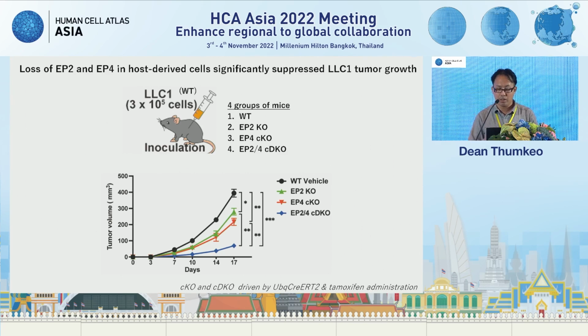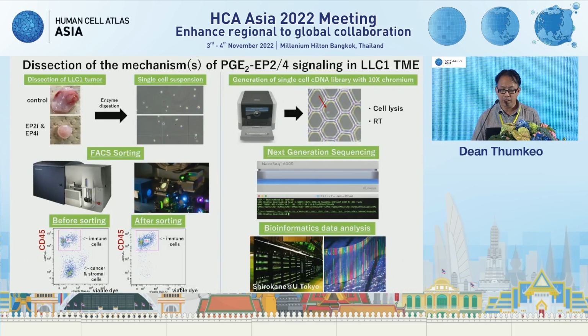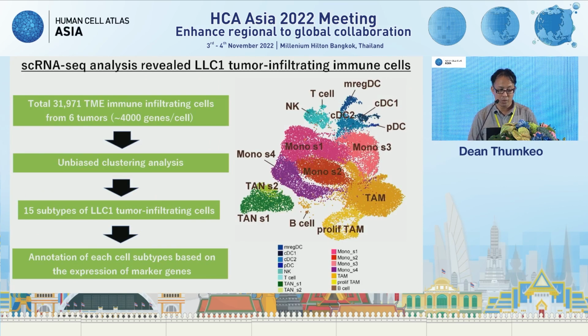Because previous studies suggest expression of EP2, EP4 in immune cells, we hypothesize that the tumor suppression effect mediated by EP2 and EP4 might be important in the immune cells. So we next conducted single-cell RNA sequencing analysis of EP2, EP4 antagonist-treated tumor-bearing mice. As all of you know very well about this, I'm going to skip this and just tell you the results. We finally obtained the transcription profiles of about 32,000 tumor-infiltrating immune cells from 6 tumors.